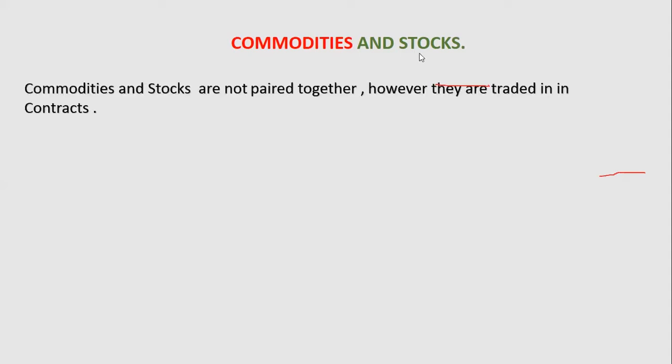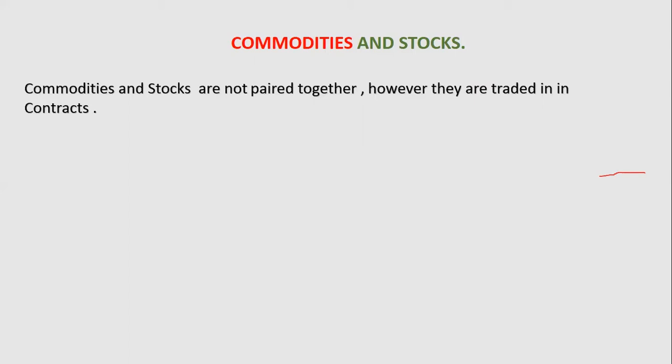So on your MT4 charts, I hope we know what MT4 is. We have commodities and stocks also. It's not only foreign exchange. We have commodities and stocks, and they are called futures. I won't dive into what futures are, but not all of us trade it. Commodities and stocks are not paired together. However, they are traded in contracts.